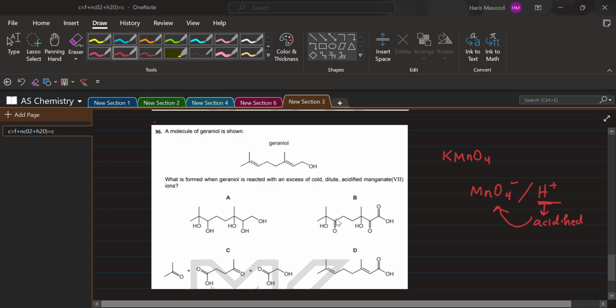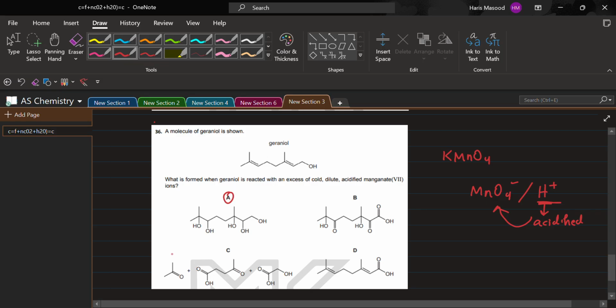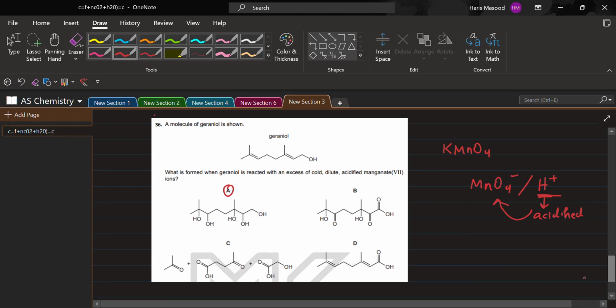Always first remember what I have written in the notes: whenever you react cold dilute KMnO4, all the double bonds are replaced with OH on each side of the carbon. So it will just form OH and OH on each carbon of the double bond. This product is for the hot concentrated acidified KMnO4. Clear?